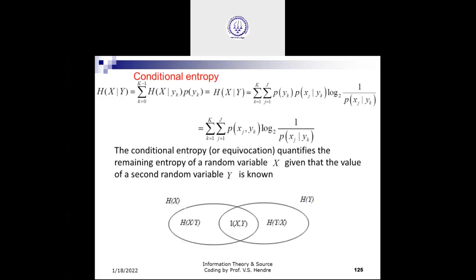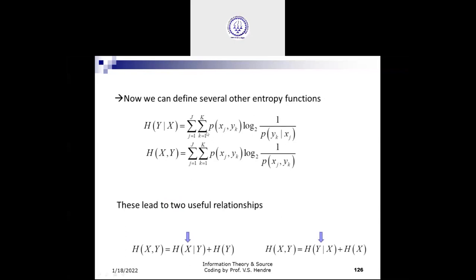Once again I will note it down. Please note down all these formulas. H of x given y, summation k equal to 1 to k, j equal to 1 to j, joint probability log of 1 upon conditional probability xj given yk. The same formula I can modify for y given x: joint probability log of 1 upon conditional probability yk given xj. And h of x comma y, the joint entropy, will be joint probability log of 1 upon joint probability.